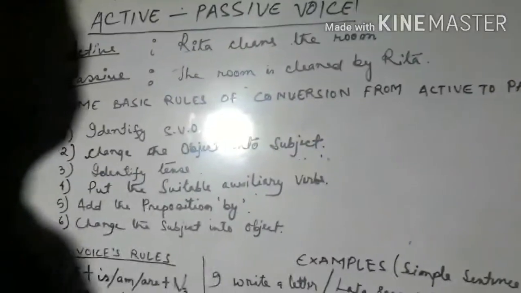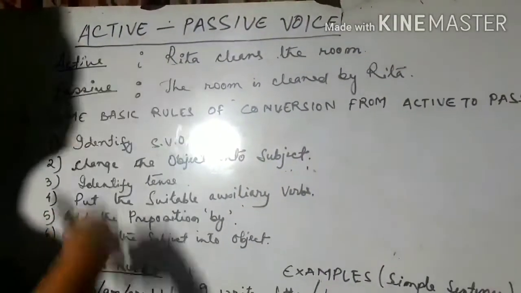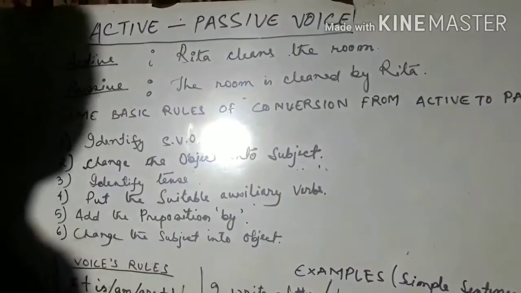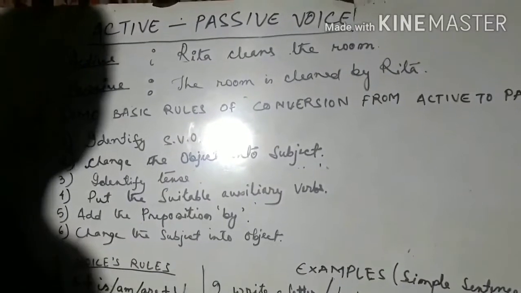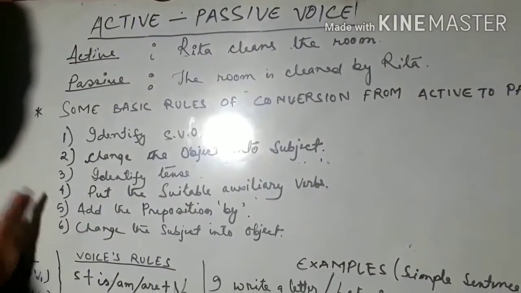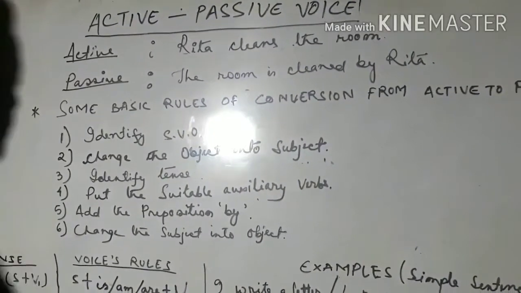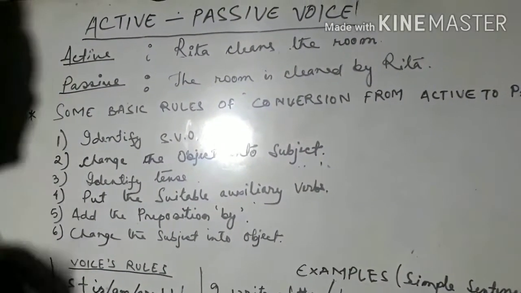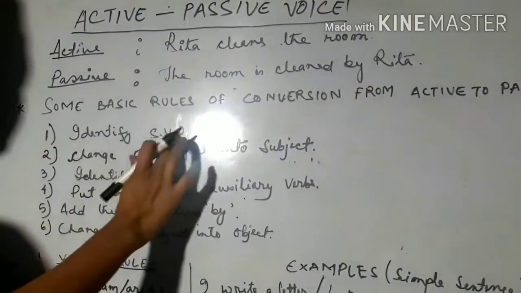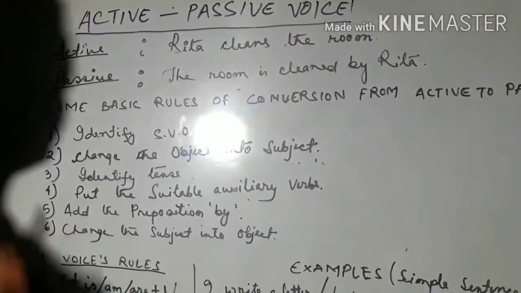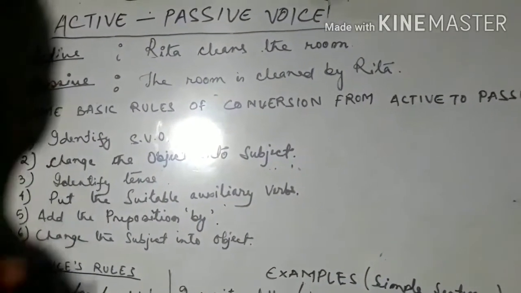Now let us see these 2 sentences as an example. If you want to change an active sentence into passive, you must follow these rules. You need to follow these 6 rules. First of all, you need to identify the SVO of a sentence. Identify the subject, verb and object of the active sentence.